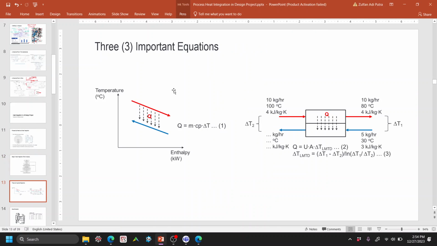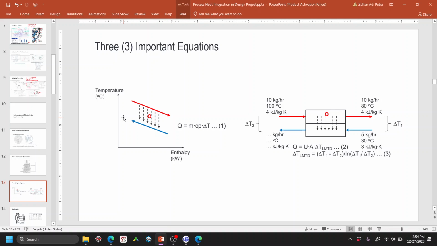So in doing so, this is like a freshman. Yeah, there are three important equations that I can share with you. Number one is MCP delta T. So we apply this MCP delta T for both hot streams and then cold streams. Again, hot streams are the streams that need to be cooled down. Cold streams are the streams that need to be heated up.